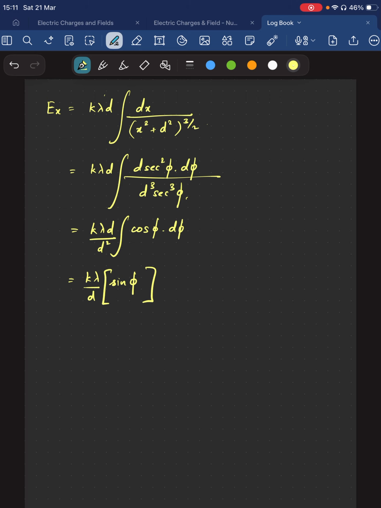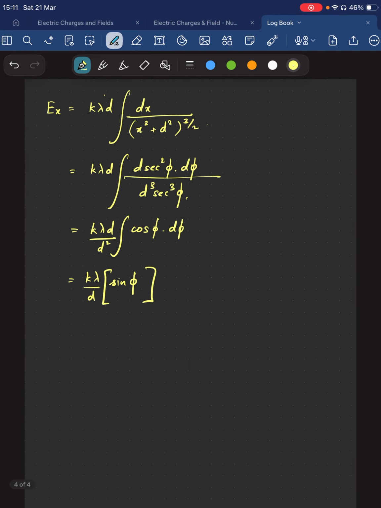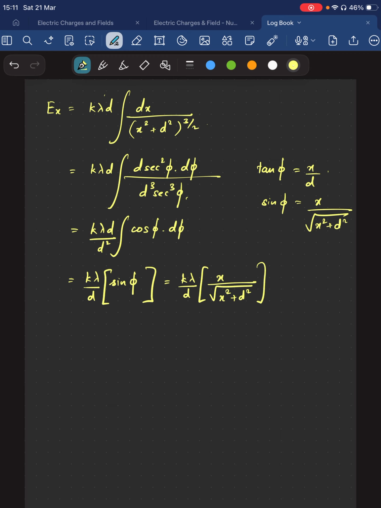Then what is sine phi? And now going back to original substitution, tan phi was equal to x by d. So what will sine phi be equal to? Sine phi will be equal to nothing but x by under root of x squared plus d squared. So bringing back our original substitution, we'll get k lambda by d, x by under root of x squared plus d squared, with x value varying from minus L2 to plus L1.